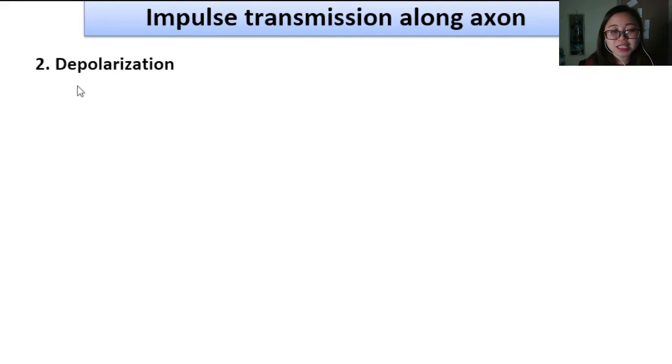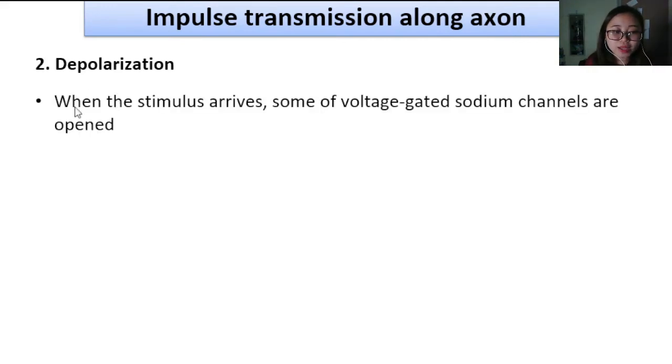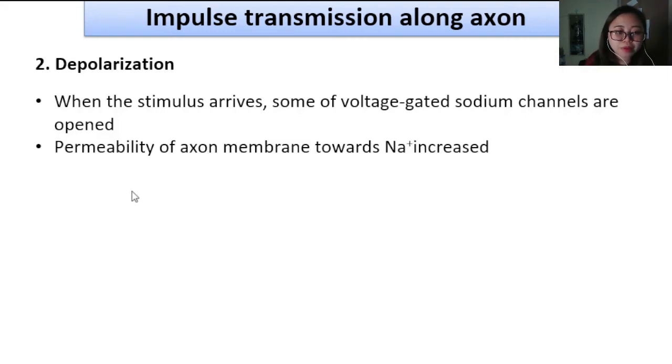The second event is depolarization. When the stimulus arrives, some of the voltage-gated sodium channels are opened. So ini adalah stimulus daripada sama ada neuron sebelum ini ataupun bahagian sel sebelum ini. Okay, so akan ada stimulus dan sesetengah daripada kita punya transmembrane protein akan terbuka. Some of the voltage-gated sodium channels will open. And the permeability of the axon membrane towards sodium ions will increase.